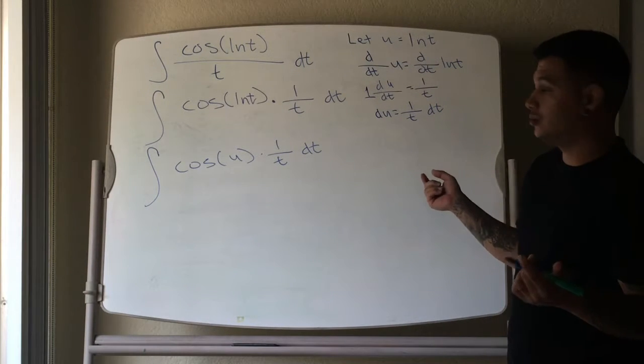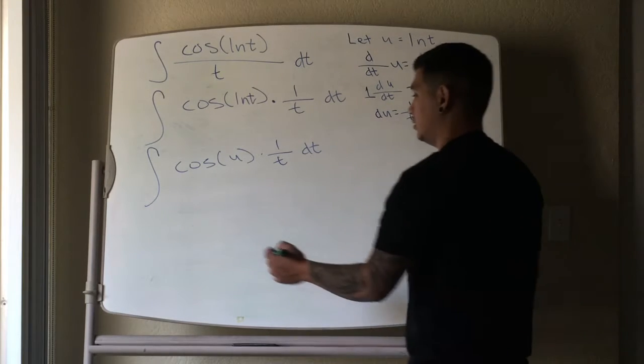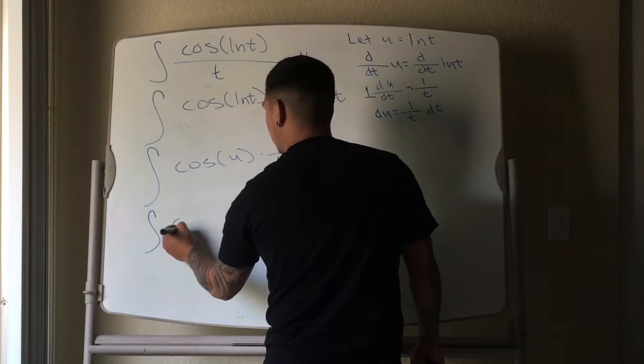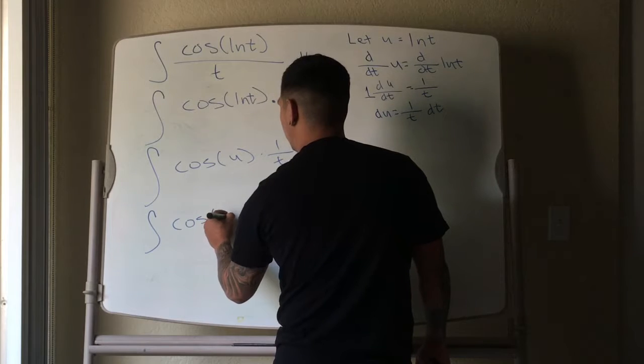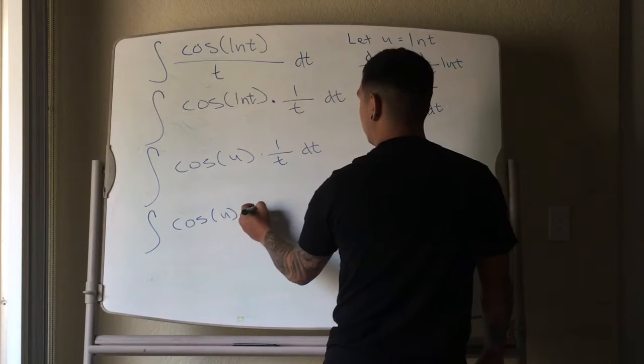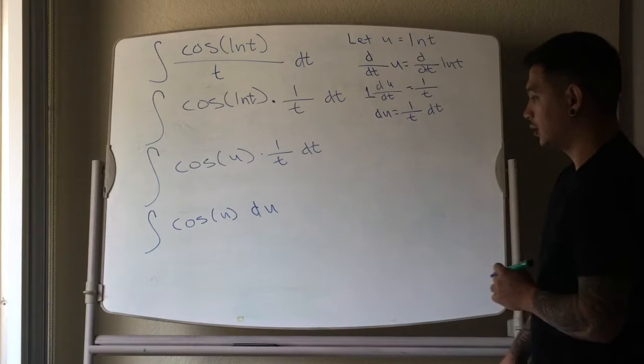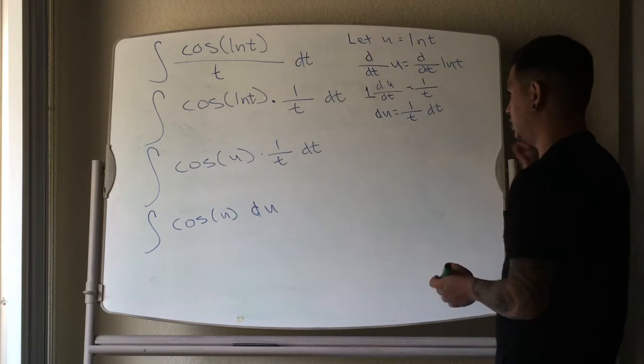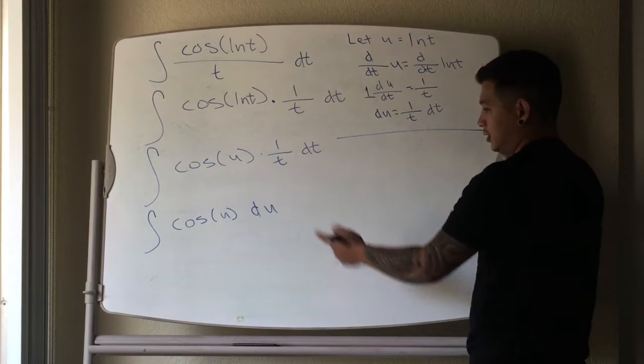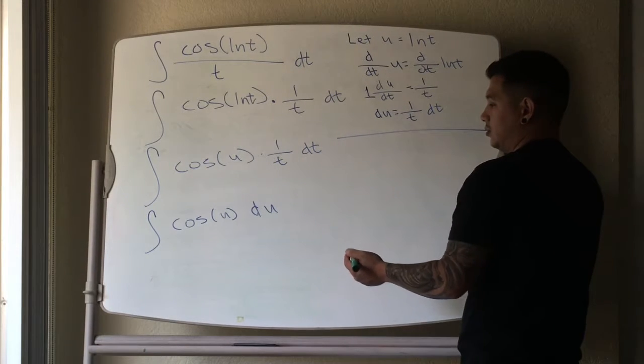So if we multiply cosine u times du, we have everything in u, so we just substitute, right? So let's substitute. Cosine u multiplied by du. Alright, and it's just easy integrals after that.